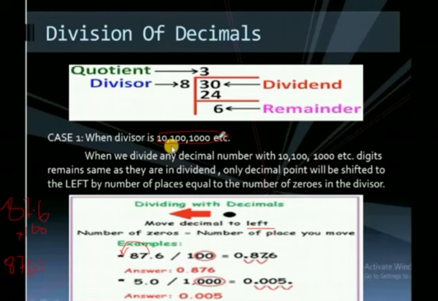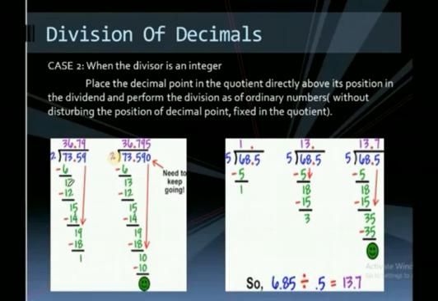Okay, next, the second case is when you have to divide a decimal number by a whole number. In that case, you cannot divide any number by 0 because it will give the answer as not defined. So except 0, you can divide by every number, right? So I can say natural numbers. When you have to divide a decimal number by a natural number, in that case you just do the division normally.